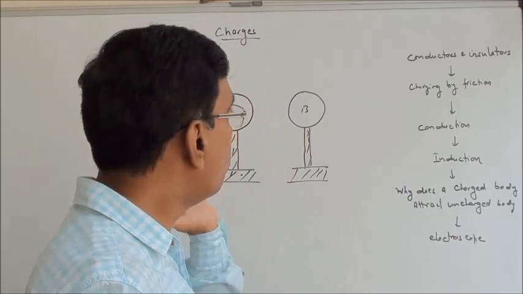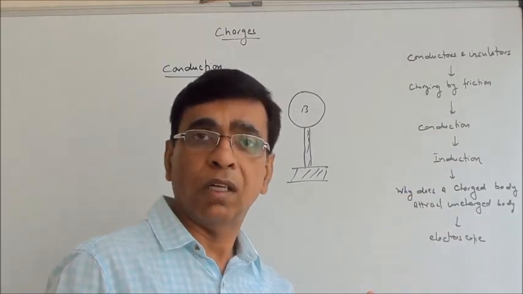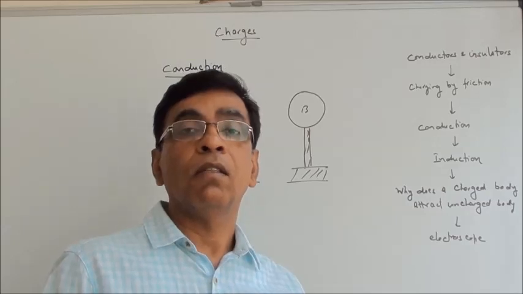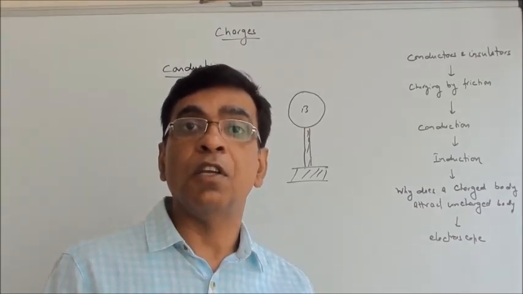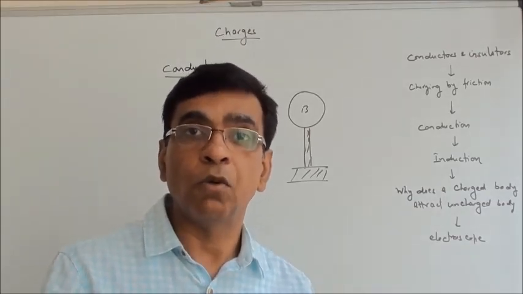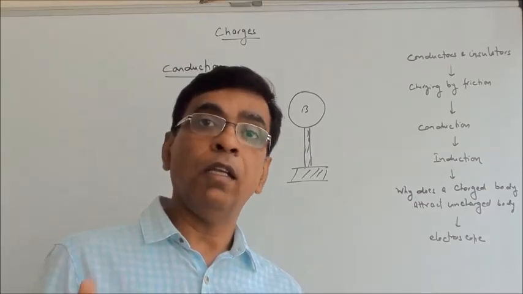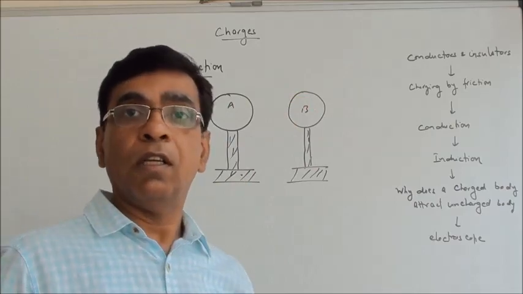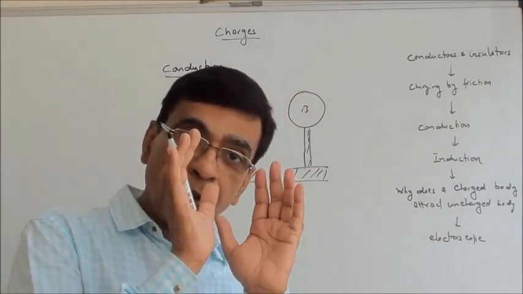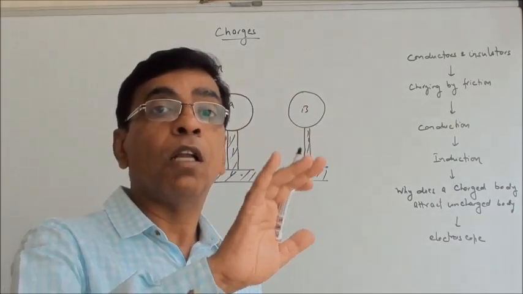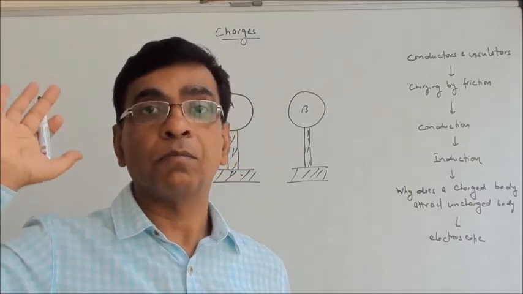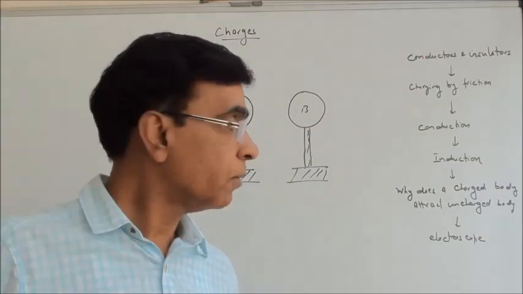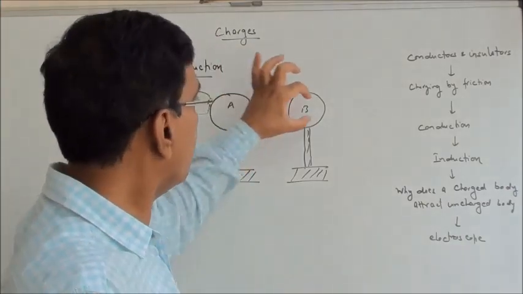No matter how much charge you give to a conductor, if it is connected to earth, the charge doesn't stay on the body. It goes to the earth and eventually the body neutralizes. So if you want to charge a body and you want the charge to stay there, it should always be insulated. It should not touch any other conductor, otherwise charge will transfer there. So I have insulated both of these.